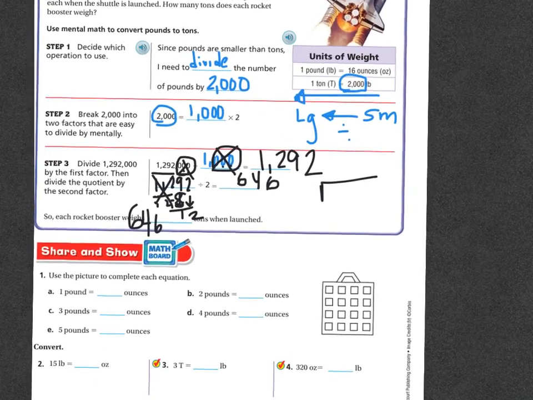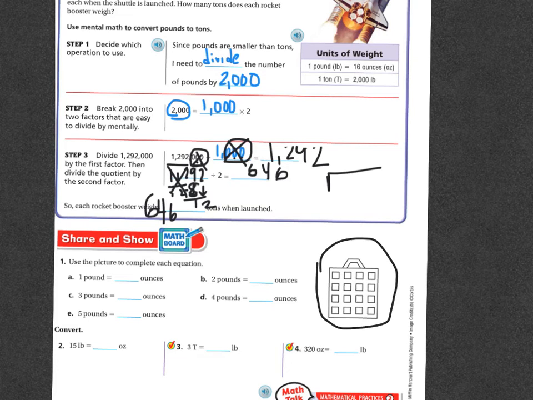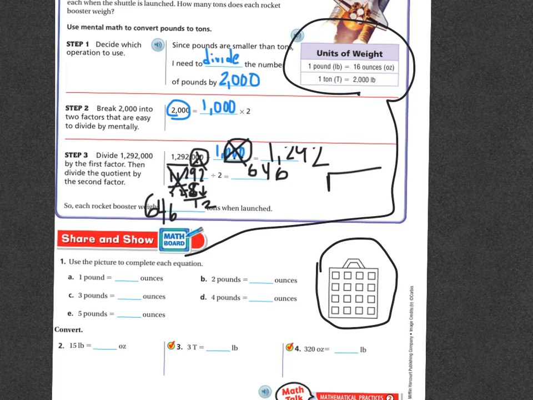All right, and I'm going to move this up, and we're going to need that chart. So let me just erase it so we could see it even better. Number 1, use the picture to complete each equation. Okay, what picture? They're talking about this picture right here, but I'm going to use the chart. I'm going to use green. It says use the picture.